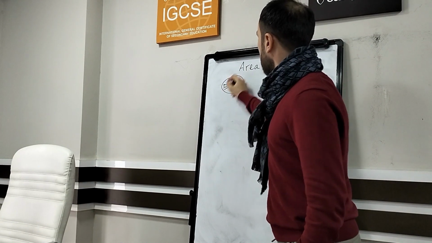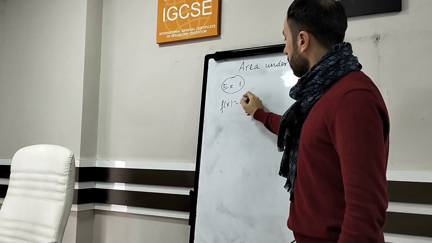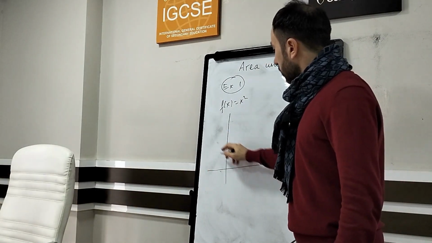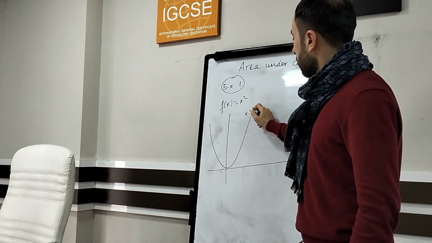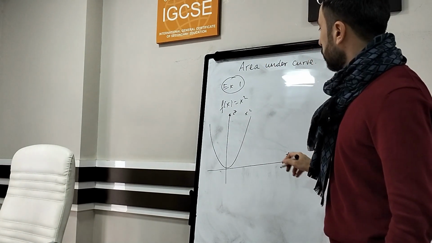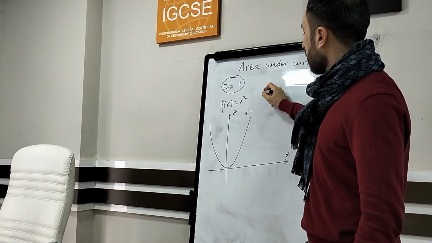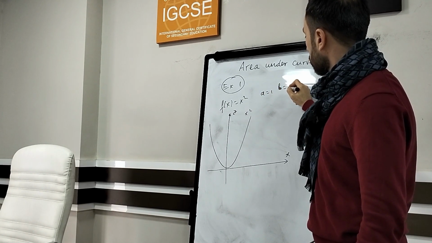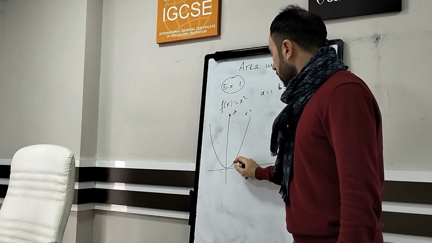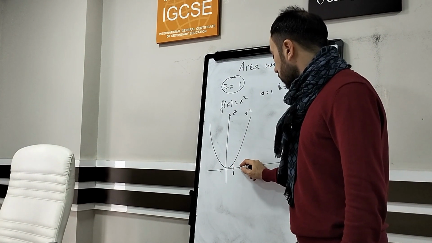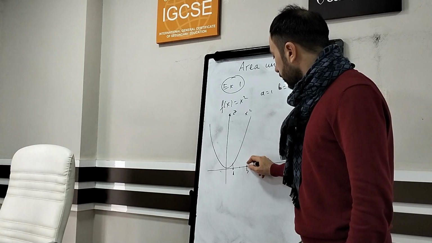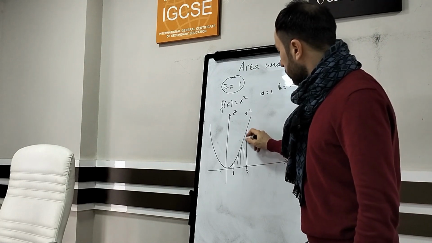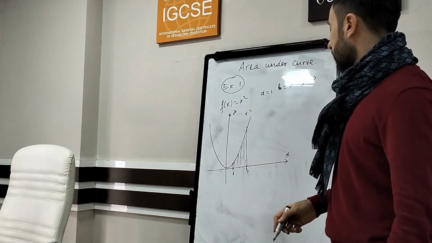Example number 1. For example, f(x) equals x squared, a quadratic function. The graph is a parabola, as you know. This is the graph of the parabola x squared, the y-axis, the x-axis. Two values of a and b are given. Let me say a equals 1, b equals 3. This is 1, a equals 1. This is 2, 3, b equals 3. And this section and the x-axis, which is y equals 0. The shaded part is this one. We should find the area of this section.